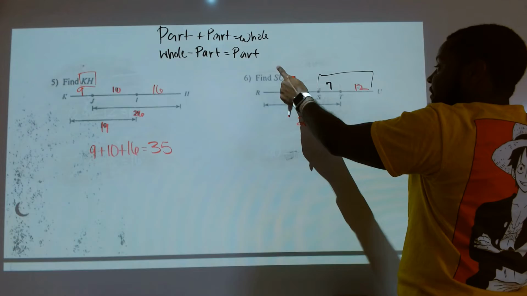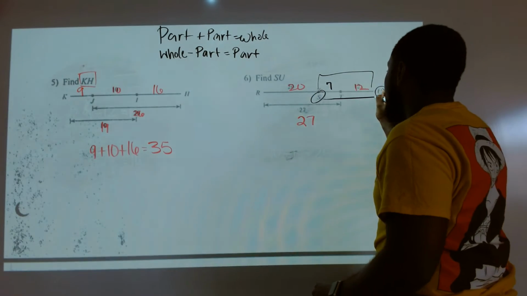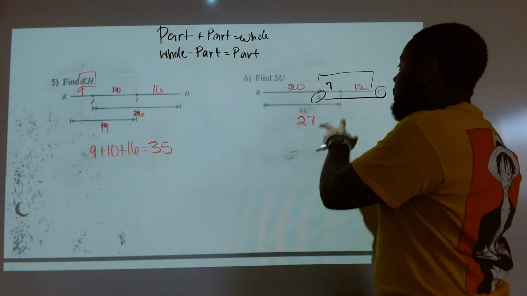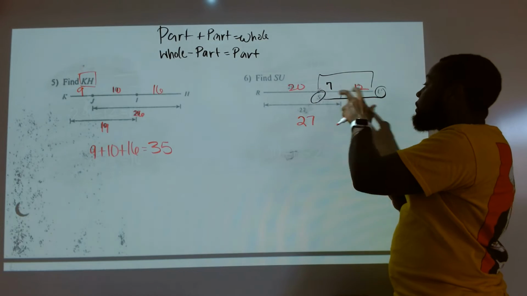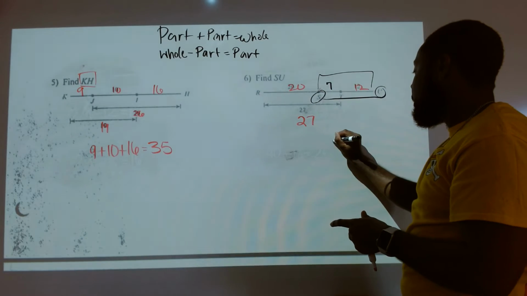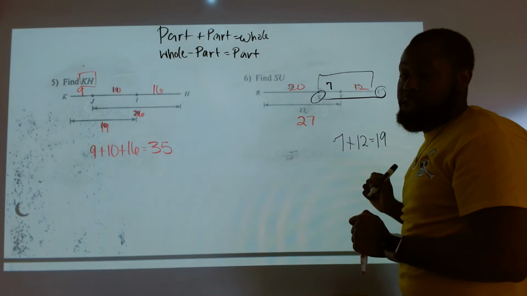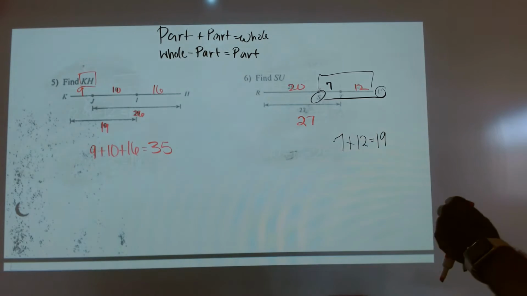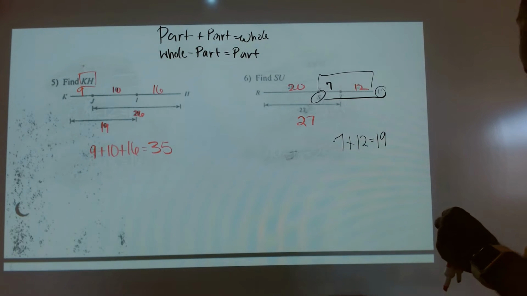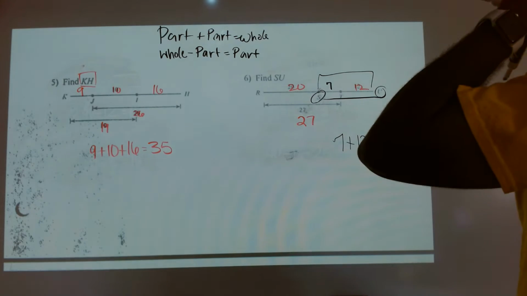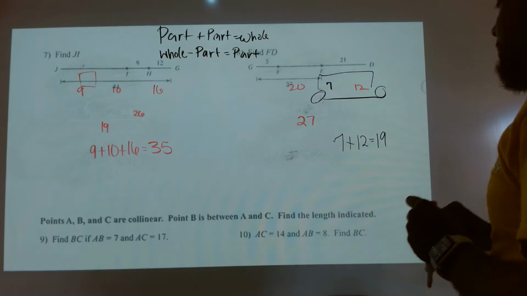Now, it says find SU. I see S, I see U. Right? So I gotta go with the two numbers that are inside that range from S to U. So for that answer, 7 plus 12 will give you 19. And that's your answer. A lot of it is just straightforward and simple. Okay? You can pause the video if you need to.